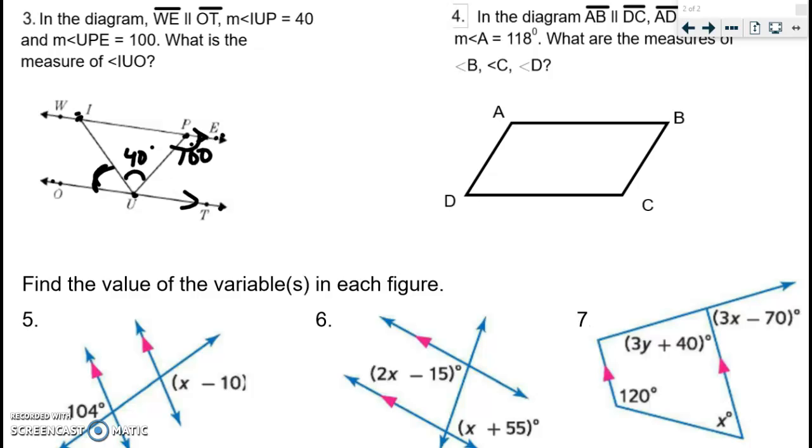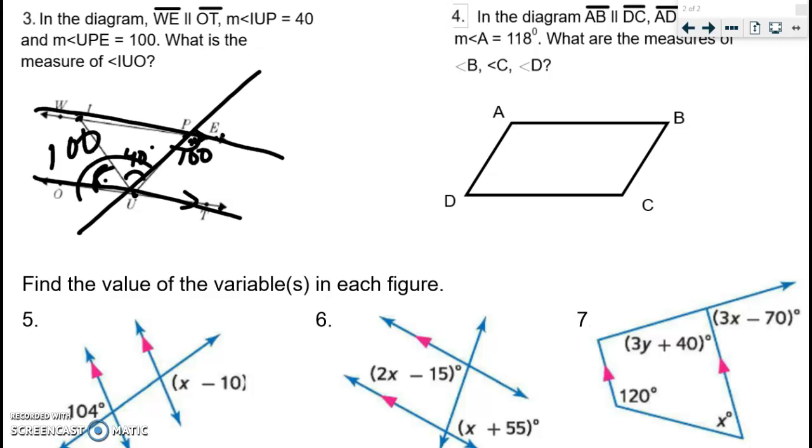Well, what's true? These are parallel lines. Great. This happens to be a transversal. These are opposite interior angles, this whole angle together with this one. So this whole angle must equal 100 degrees. But we know that this portion of it is 40, so this portion of it is 60 degrees. All right, so the measure of angle IUO is equal to 60 degrees.